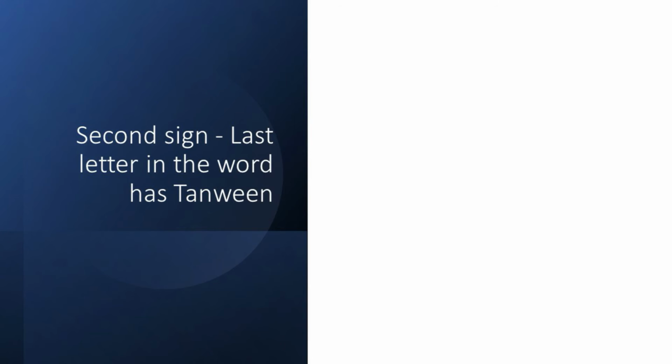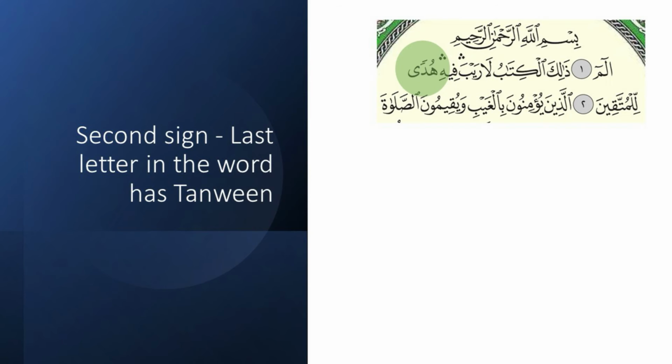The second sign is that the last letter in the word has tanween. Tanween could be, as you know, tanween fatha or dhamma or kasra. Example of tanween fatha is like huda, as you can see in front of you. ذلك الكتاب لا ريب فيه هدى, hudan. You can see that there is a tanween indicator at the dal. So this means right away that this is a noun.